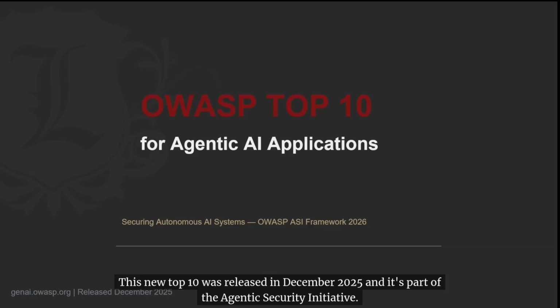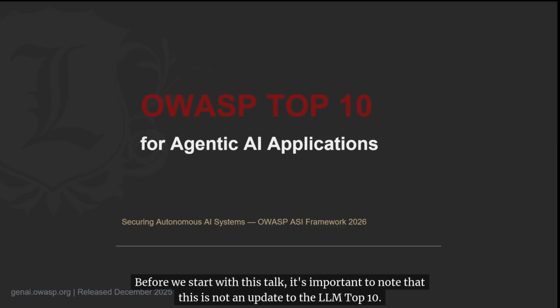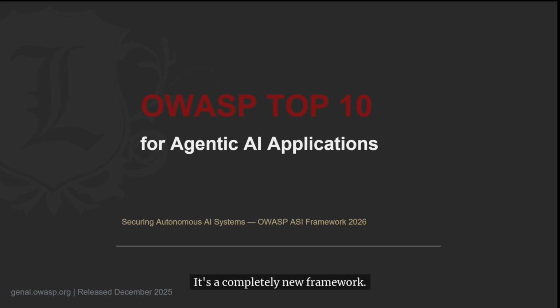by Lares. This new Top 10 was released in December 2025 and it's part of the Agentic Security Initiative. Before we start with this talk, it's important to know that this is not an update to the LLM Top 10. It's a completely new framework. As we'll see throughout this talk, AI agents have memory, they use tools and they take actions, so they have a different attack surface. This won't be a technical session, okay?